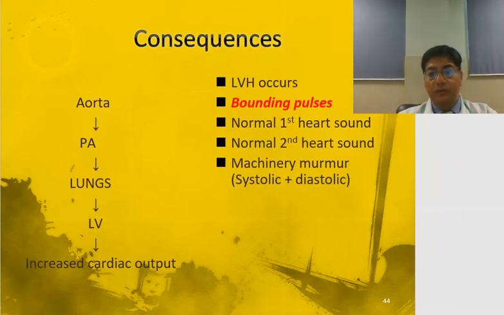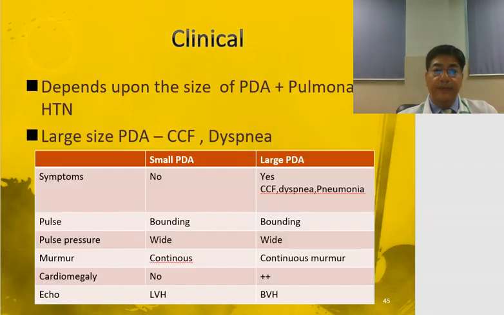The clinical presentation will be bounding pulses, manifested as the clinical sign of water hammer pulse. The first heart sound is normal. Initially the second heart sound will be normal, but as pulmonary hypertension develops gradually, the second heart sound will become loud, and there will be a machinery murmur because of turbulent blood flow in both phases of the cardiac cycle. The complications and clinical presentation are the same as VSD. The murmur will be different, and this murmur radiates to the back, and the pulses are high volume and bounding in case of patent ductus arteriosus.